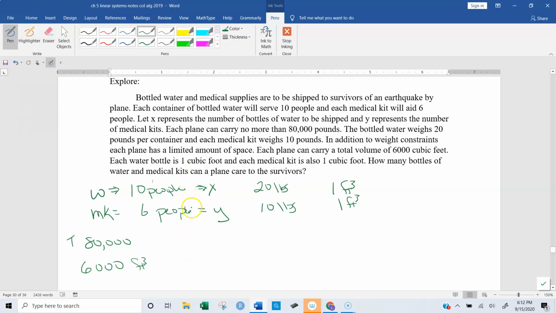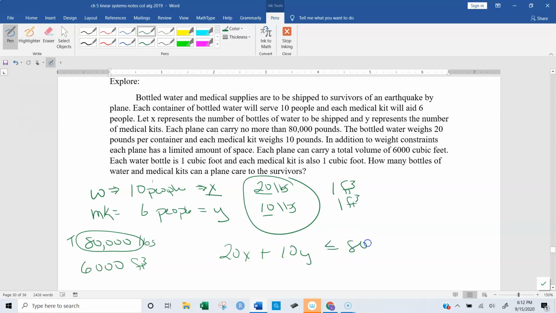So now we've got to write an equation. So now we match things. So I know this is 80,000 pounds. So this is pounds, and these are pounds. So this has to go together. So 20x plus 10y has to be less than or equal to 80,000 because I can't have more than 80,000 pounds or the plane won't fly, right?